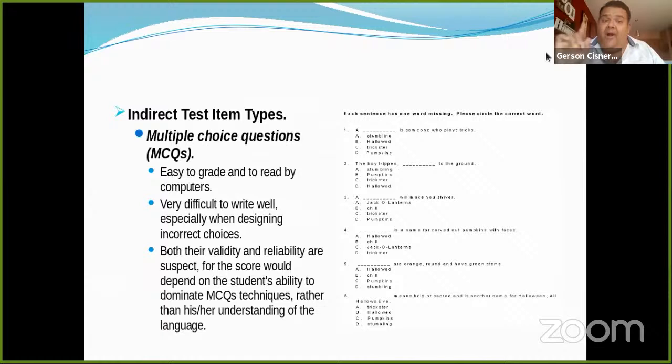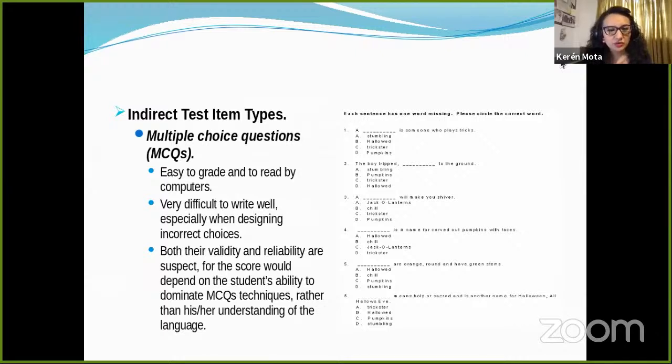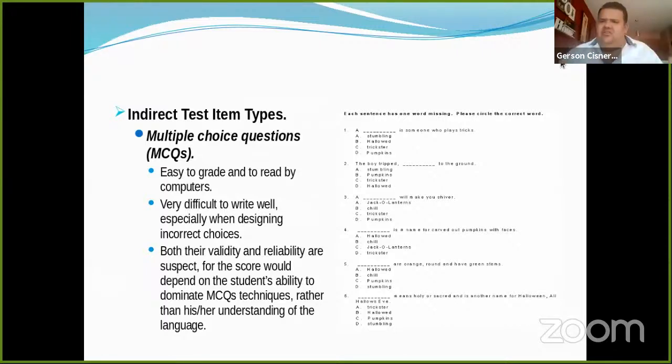You don't even read the answer. However, there is a negative point. Continue reading, Karen. Very difficult to write well, especially when designing incorrect choices. Very good. Difficult to write.